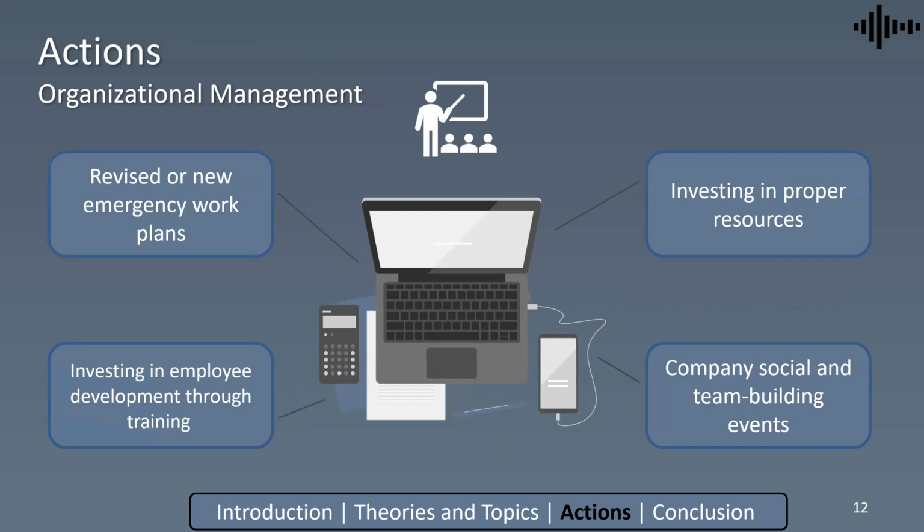Actions. Organizations should create new and revised emergency work plans. The emergency work plan should focus on ensuring that employees are able to operate remotely in the case of a similar disaster. Organizations should also invest in employee development through training. The training will ensure employees are prepared and able to operate remotely. It will also instill confidence and reduce stress for employees.